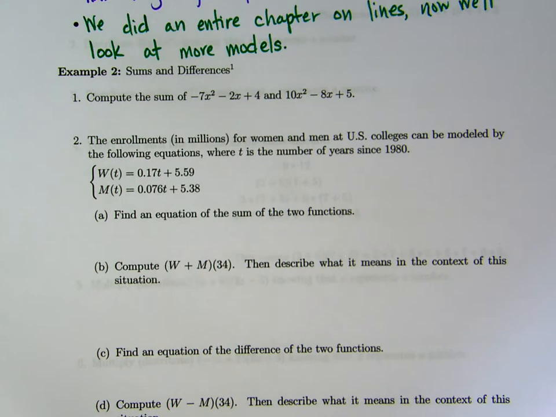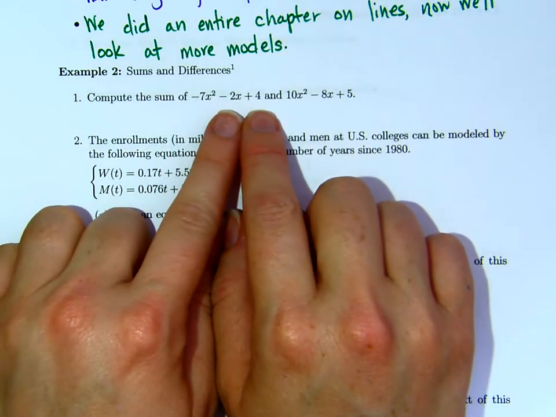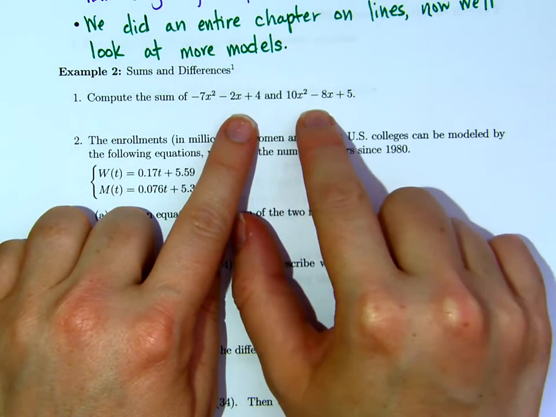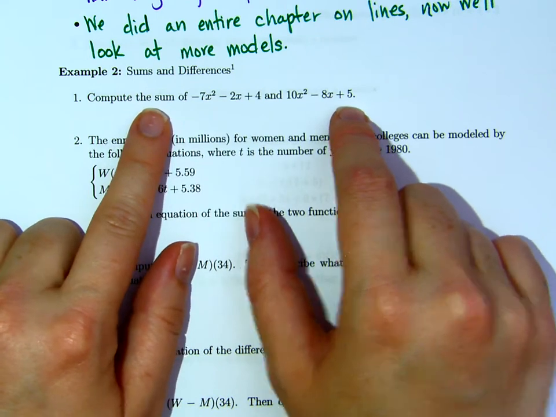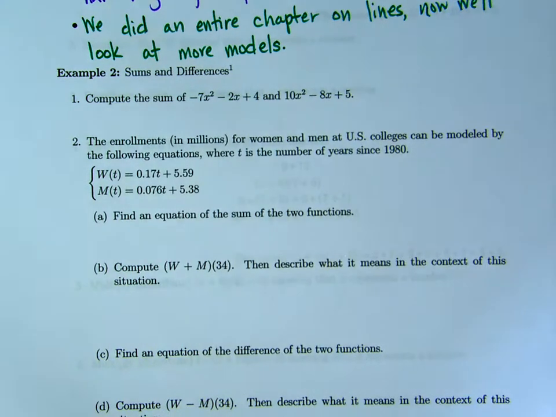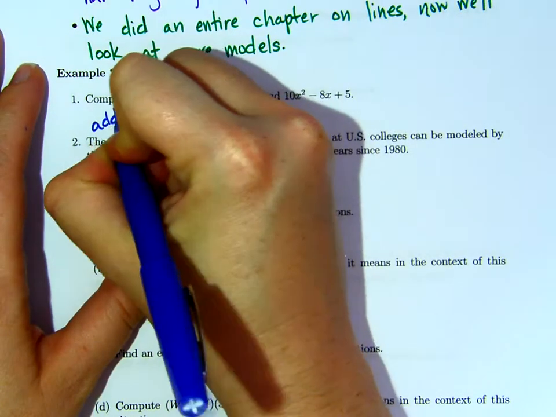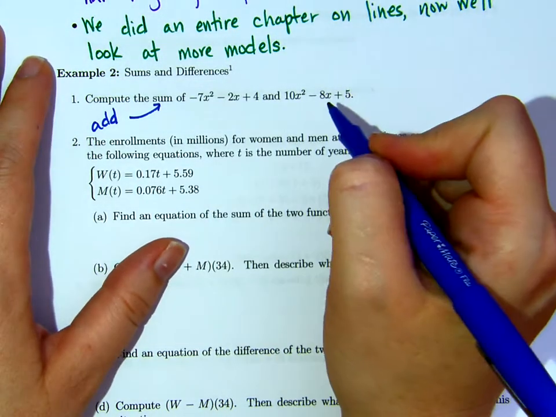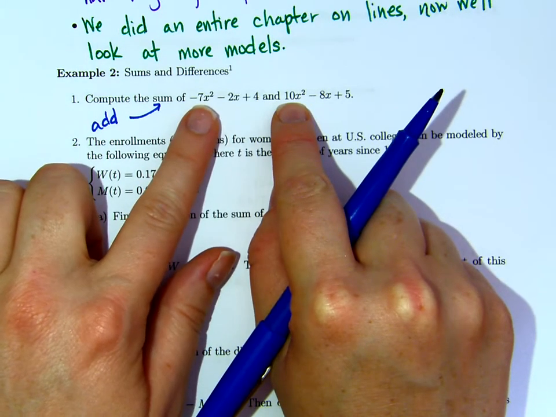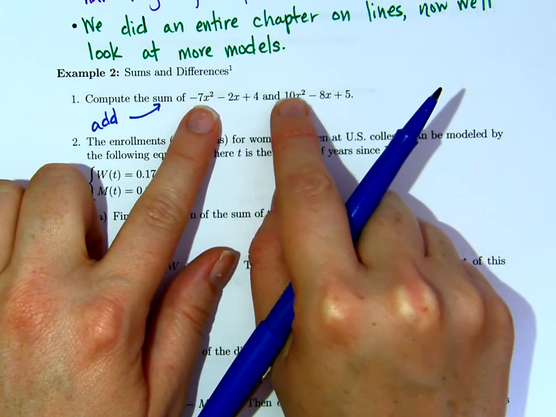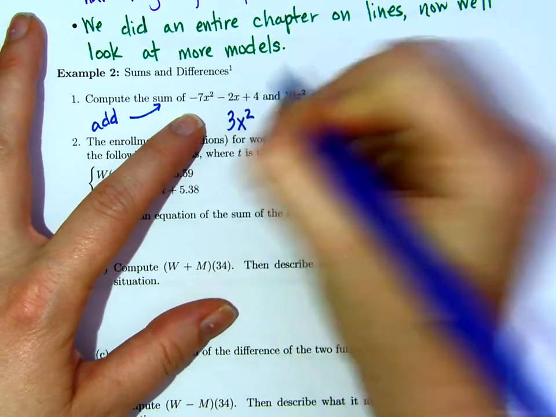All right. Compute the sum of negative 7x squared minus 2x plus 4 and 10x squared minus 8x plus 5. Sum, what does that mean again? Add? Okay, we are adding these together. Well, if I look at this, I have negative 7x squared plus 10x squared. That is 3x squared.